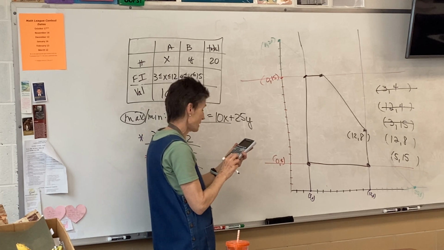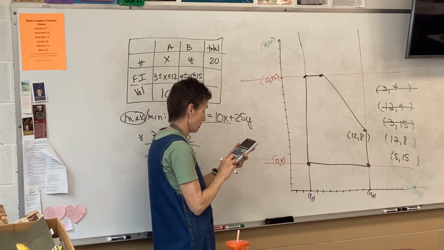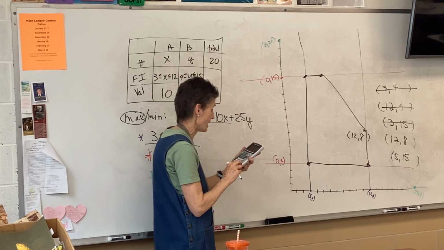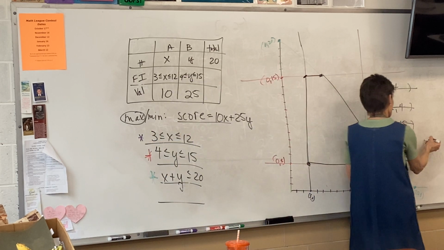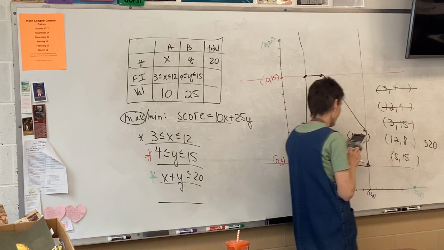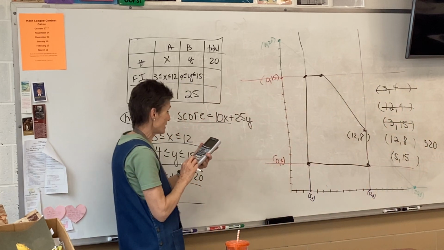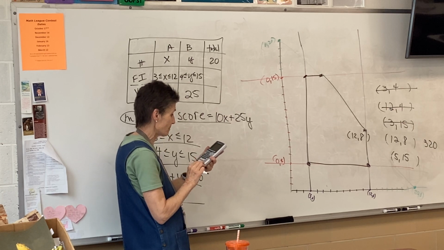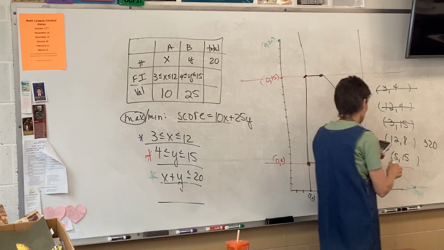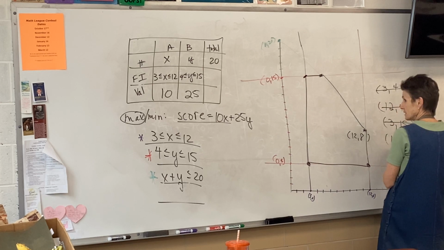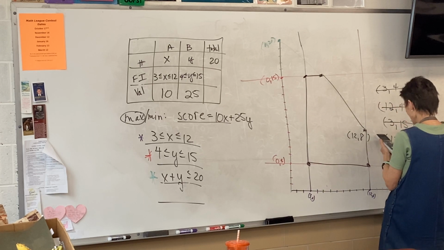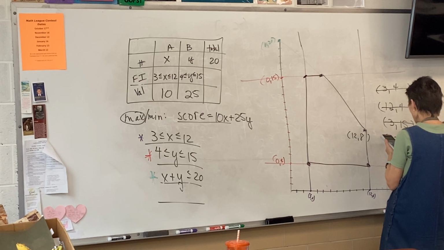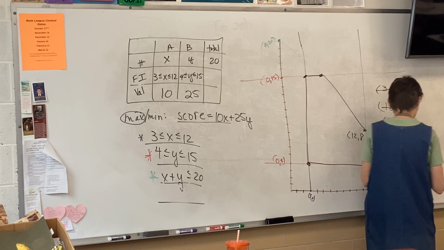So 10 times 12 plus 25 plus 8. This one gives me a score of 320 if I did that right. And 10 times 5 plus 15 times 8. This one I got 170. Did I make, oh, I did 25. 10 times 5 plus 25 times 15. This one was 425.